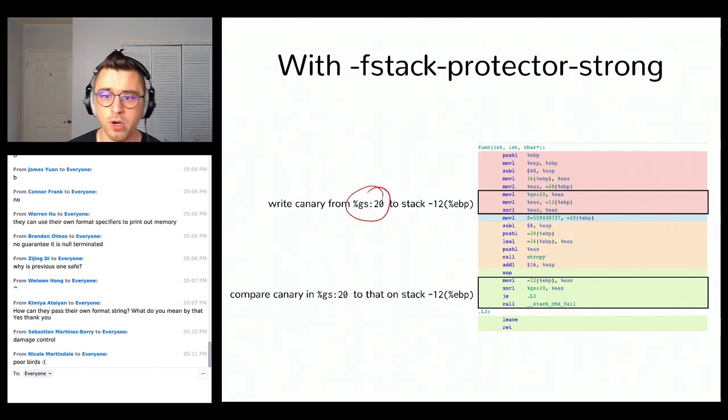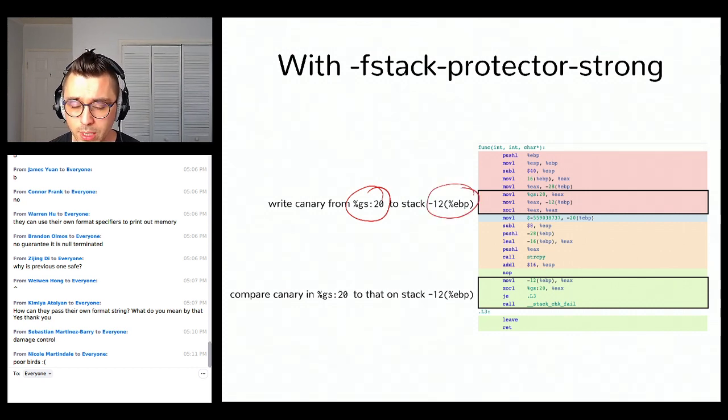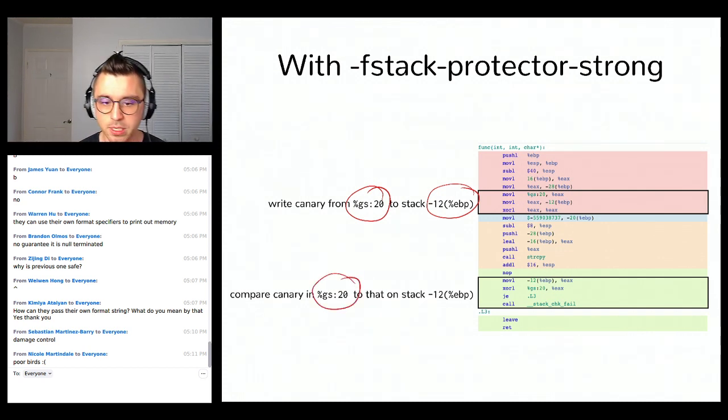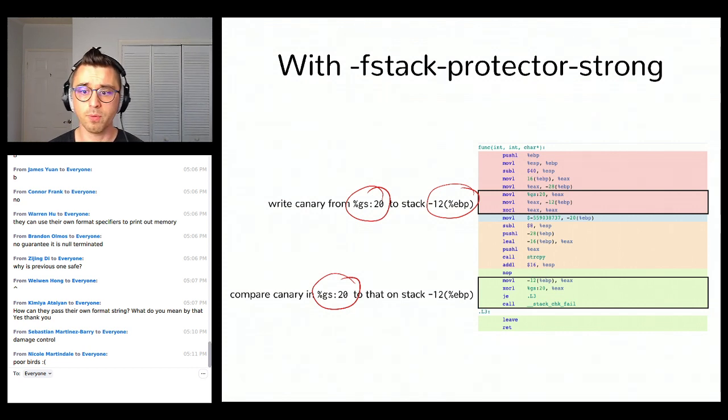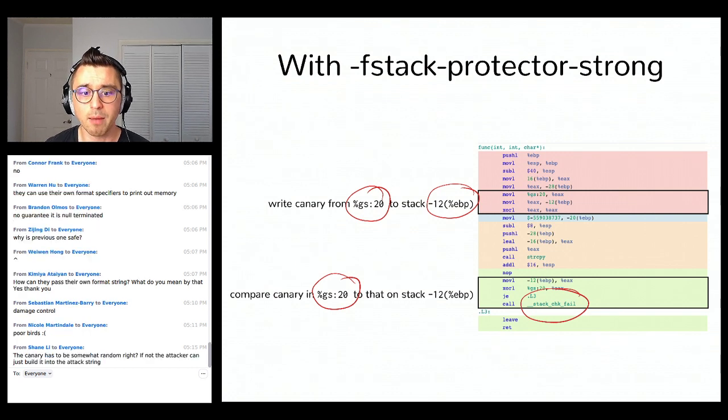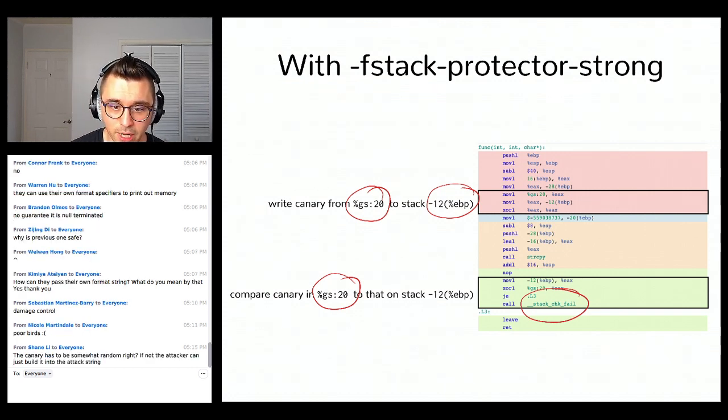This is somewhere in the GS segment, and it's written to the stack at this particular address, -12(%ebp). Then when we exit the function, we're going to compare what's on the stack with whatever is at that same location where we have the canary. And if the check fails, we're going to call this function, stack check fail, and exit the program because something bad has happened.